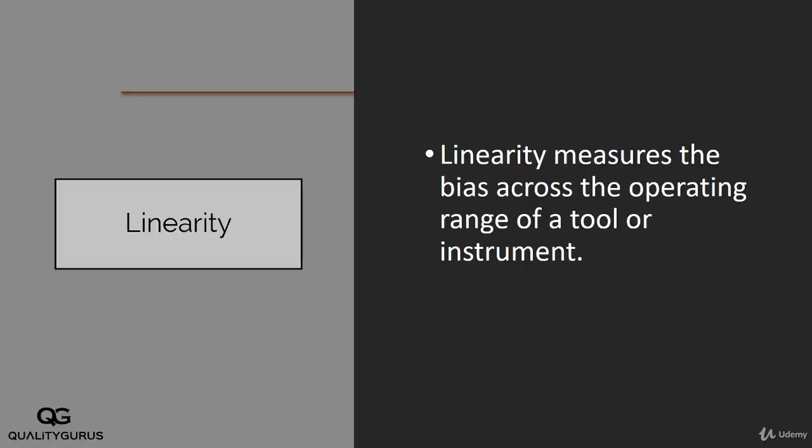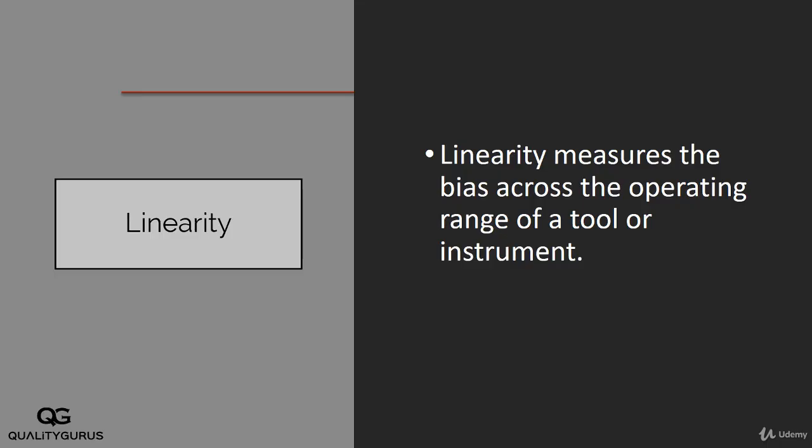But now what's linearity? Linearity is the measurement of bias across the operating range of a tool or instrument. What does that mean? It means that when we took the measurement and the average was 101, the bias was 1 psi. This bias changes over the range of measurement.